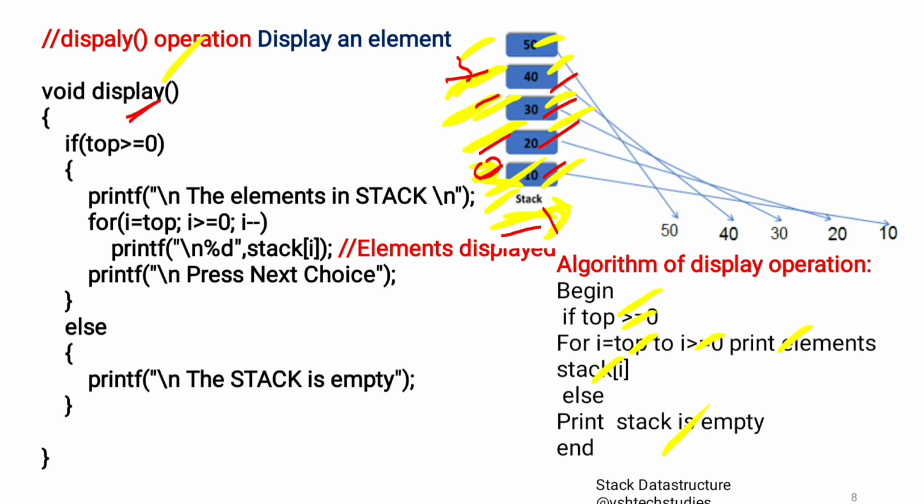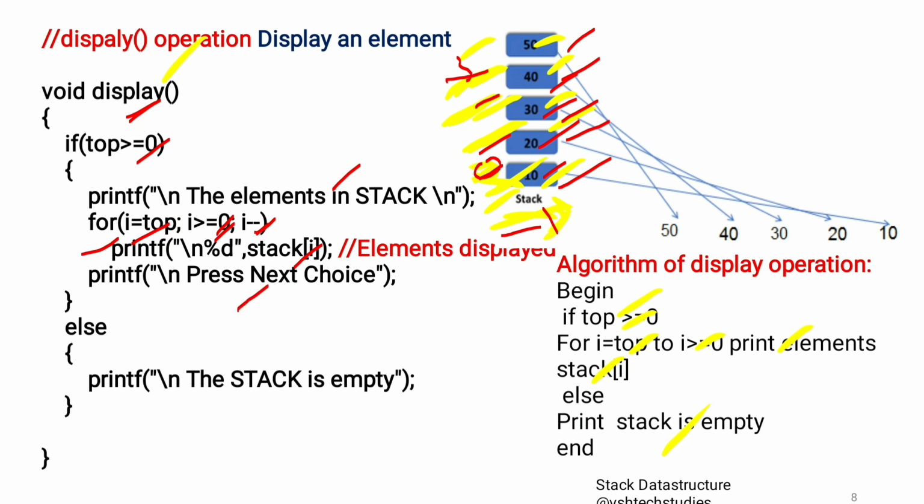So here the display function is called. If top is greater than or equal to 0, then elements are there. The heading for the elements in the stack is printed, and from the top position till 0, one by one the elements from the stack are printed each time, that is stack of I. First stack of top, if top is 4, stack of 4, then I is decremented, stack of 3, again I is decremented, stack of 2, till I becomes 0. So from 4 3 2 1 0, all the elements will be printed.